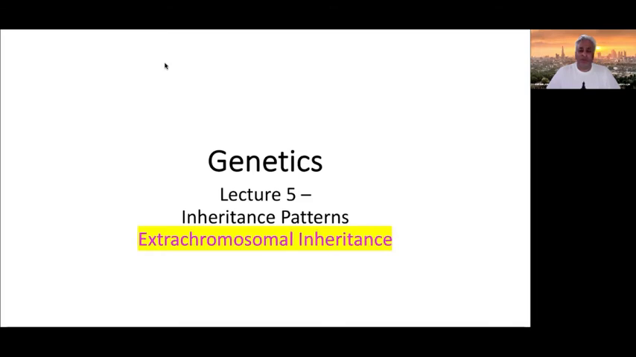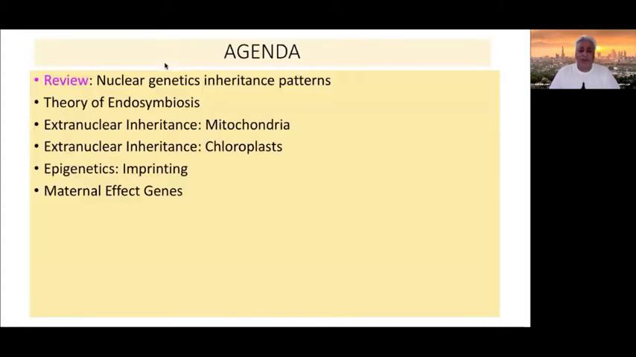In this video lecture, we're going to be looking over more inheritance patterns, in particular, extrachromosomal inheritance. We have the agenda lined up: a review of nuclear genetic inheritance patterns. Then we're going to look at, very briefly, the theory of endosymbiosis. And then we'll focus in on 4 aspects of this particular video lecture.